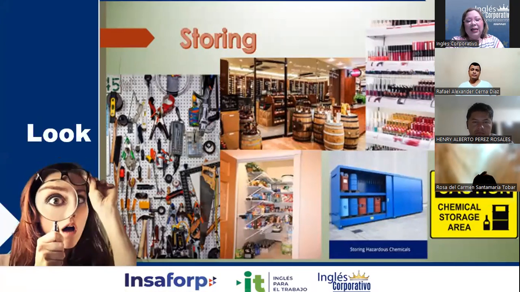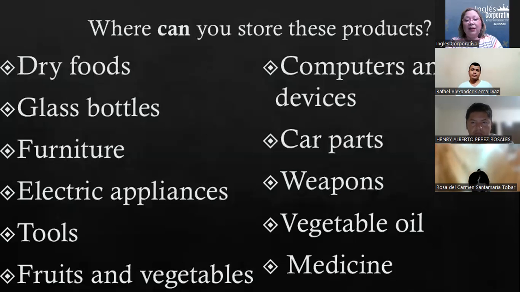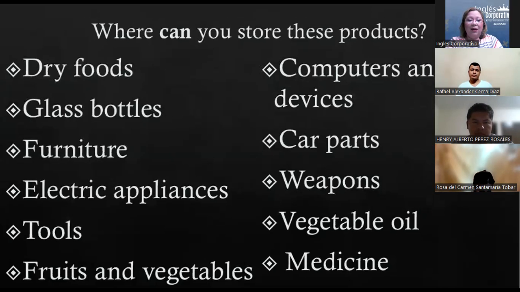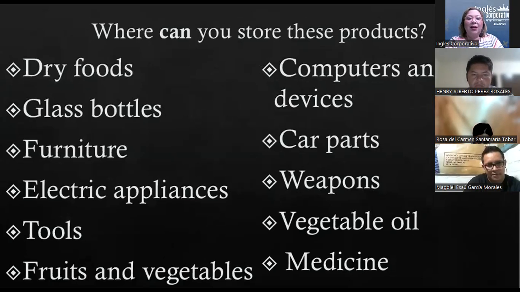Solo déjenme ver si ya cargó realmente el archivo para poder pasarles lista. ¿Ok? ¿Estamos bien hasta aquí? Yes. Ok. ¿Qué es lo que vamos a ir a hacer? Vamos a preguntar dónde poder guardar los diferentes productos. Exactly. You are going to request information, right? Where? Of the places where you can store the products. Correct.